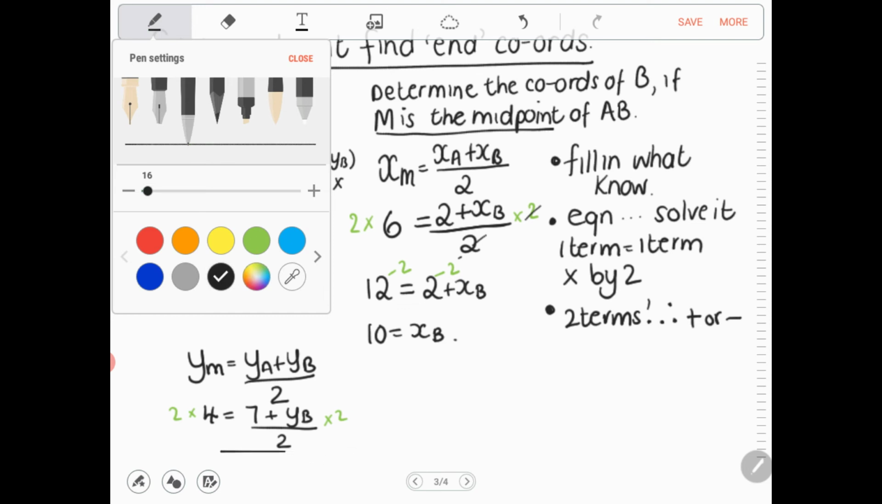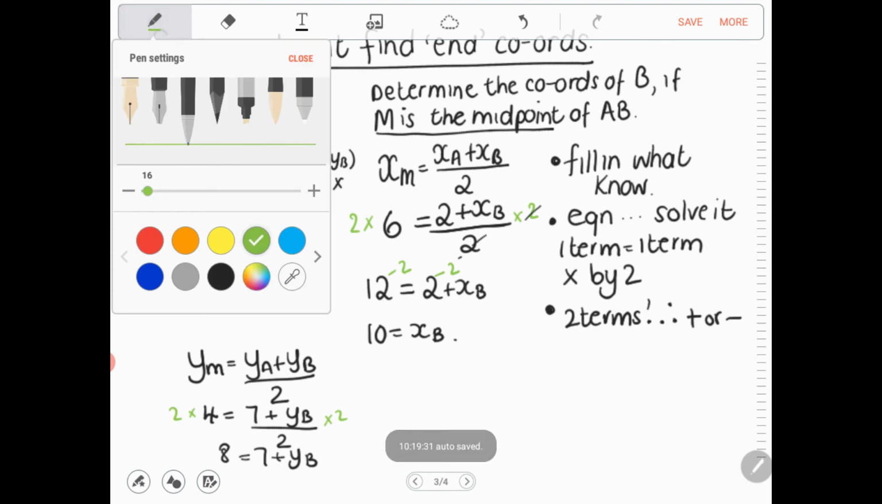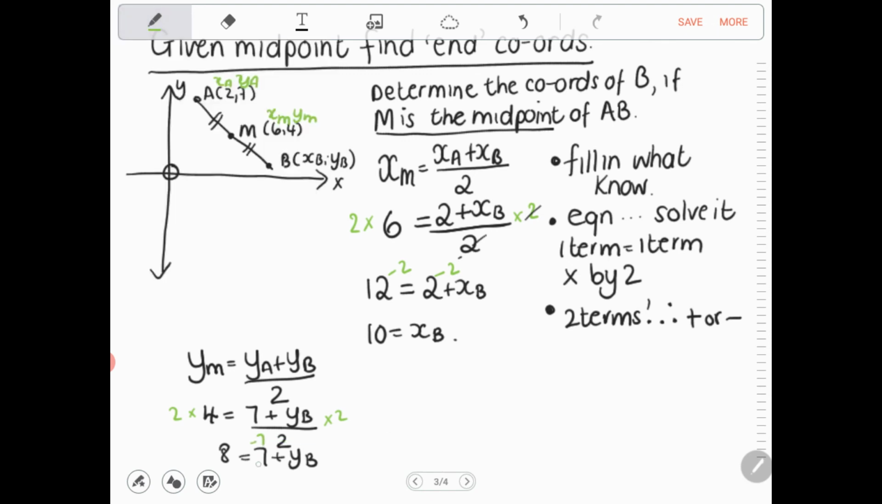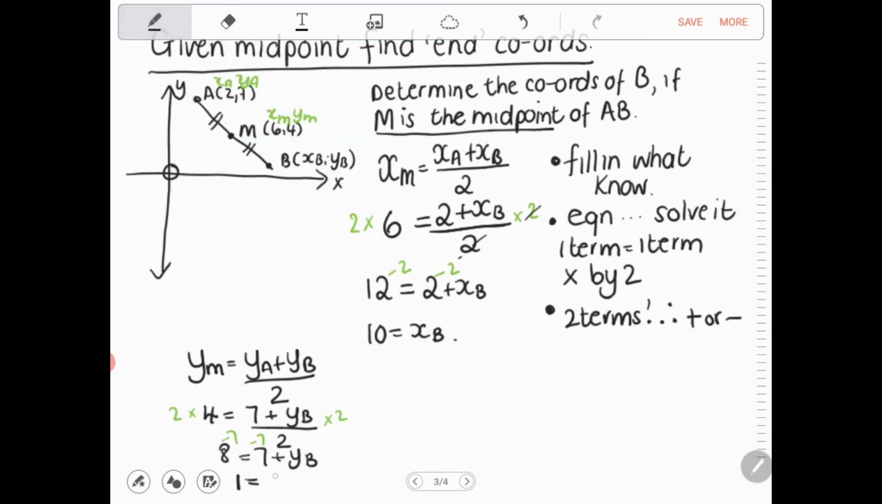And we're going to end up with 8 is equal to 7 plus the y at B. And then we're down to 2 terms, just like we were on that side. So we would get rid of the 7 by subtracting the 7, because it's a positive 7. So we're using inverse operations. So 1 is going to be equal to the y at B. So that tells me that the coordinates of B are going to be 10 with 1.